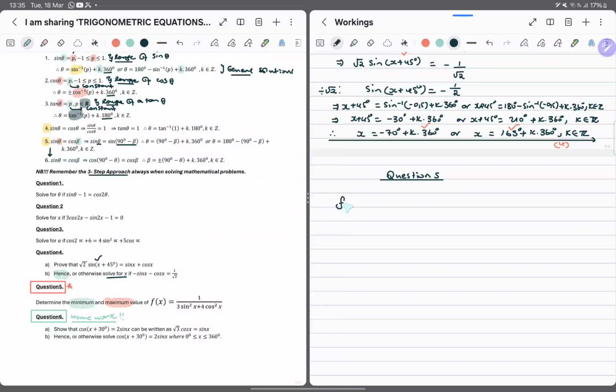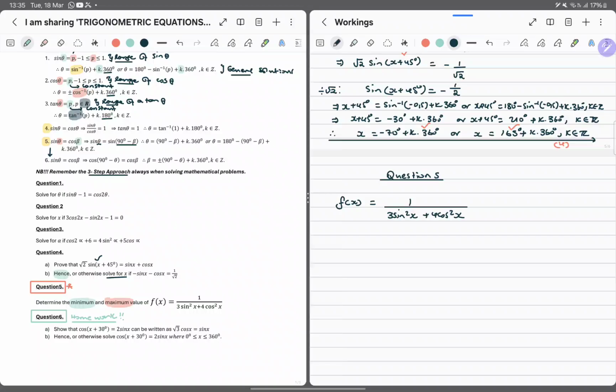So let's deal with it. So f of x is 1 divided by 3 sine squared x plus 4 cos squared x. Okay, so this looks complex.